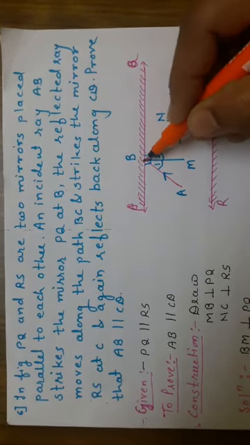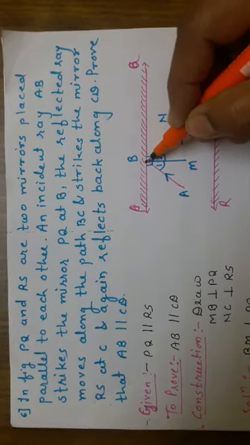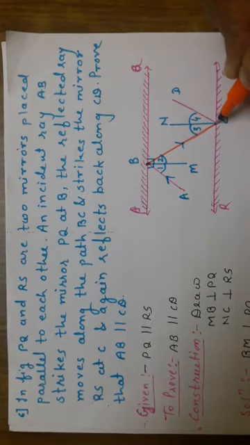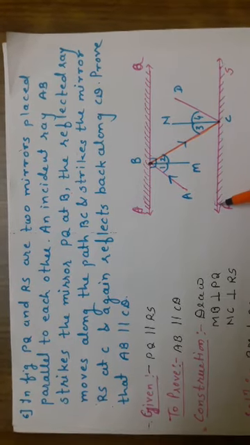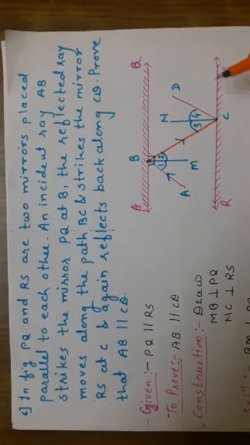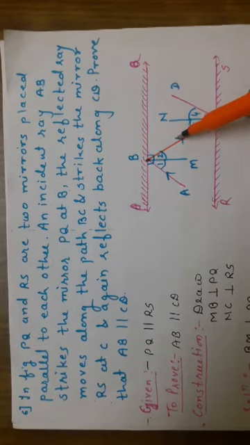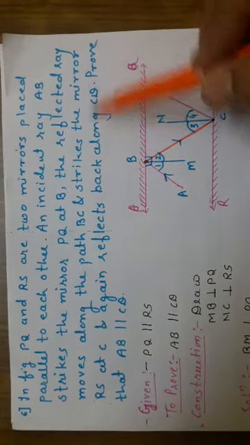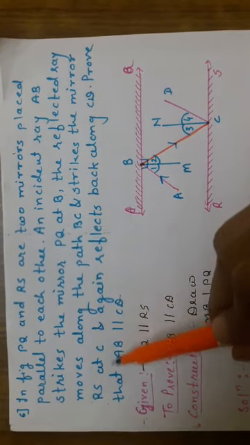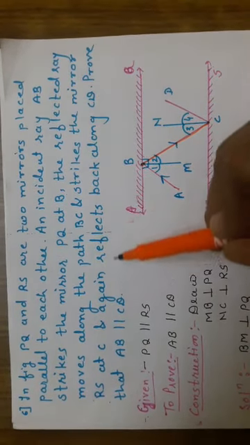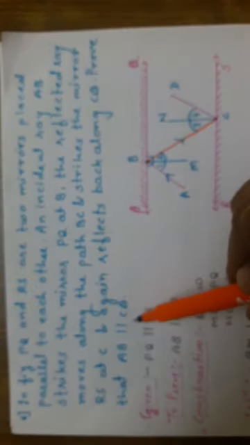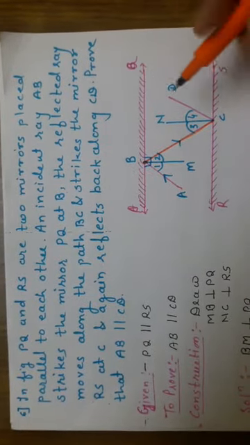It is incident, obviously, and from that point it will be reflected. This reflected ray goes on to the mirror RS, but for mirror RS that reflected ray becomes an incident ray, strikes the mirror RS at C and again reflects back along CD. Prove that AB is parallel to CD.